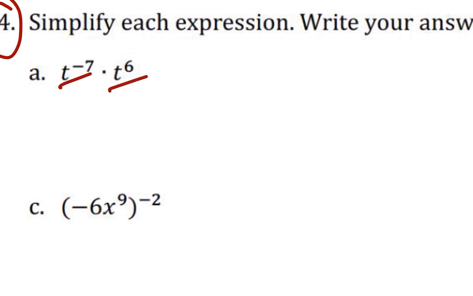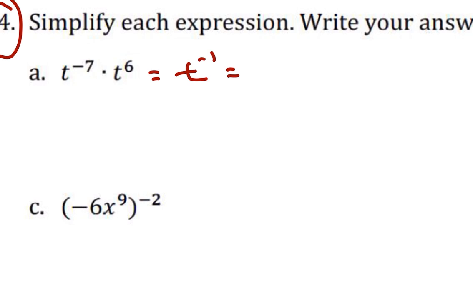When we are multiplying two expressions or two factors with the same base, in this case, the base for each one is t, all we have to do is add the exponents. So we keep the base as t, and we say -7 plus 6 is -1. But remember, we don't want negative exponents.